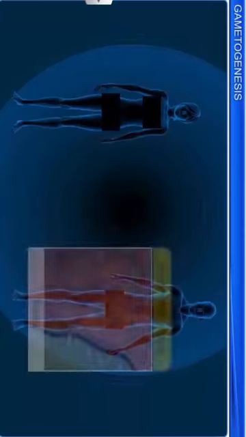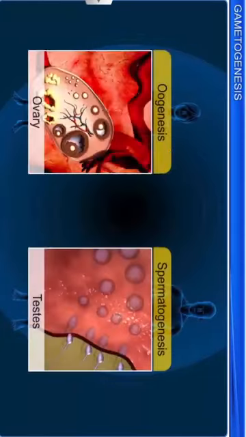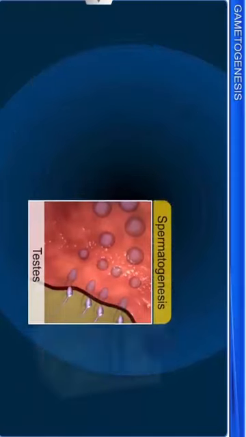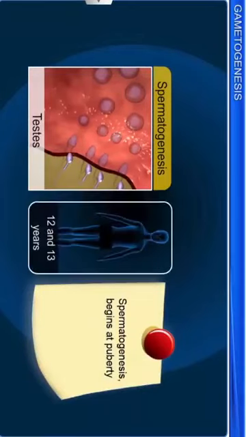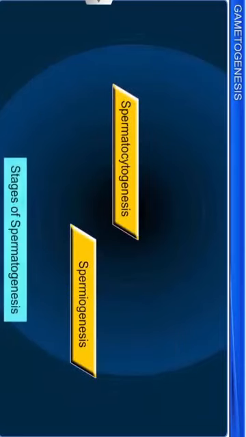Interestingly, spermatogenesis and oogenesis begin at different ages. Spermatogenesis begins at puberty, usually between 12 and 13 years of age, and is divided into 2 stages: spermatocytogenesis and spermiogenesis.